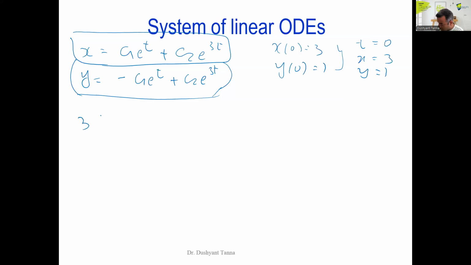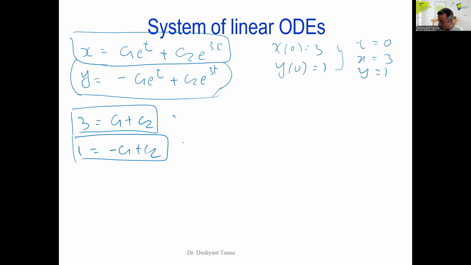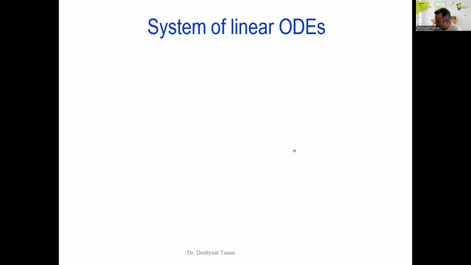So 3 is equal to c1 e raised to 0, so that's gone. 3 is equal to c1 plus c2. And up here, 1 is equal to minus c1 plus c2. We solve it. Once you add them, you will have 2c2 is equal to 4. c2 is 2.